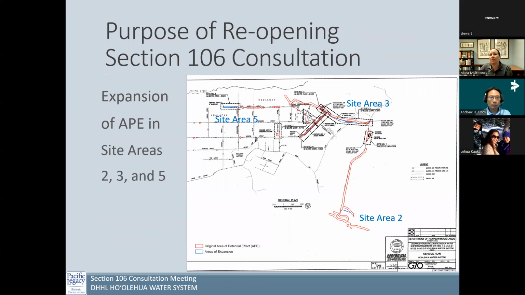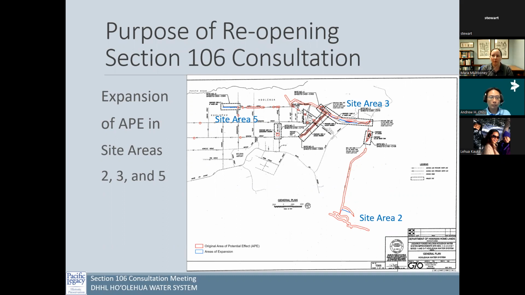Now, the reason that we are reopening the Section 106 consultation process is that following the completion of the environmental assessment in 2016 for this project and the acceptance of the AIS report and mitigation plans, which happened in 2020, additional engineering and design work was done. And as part of that additional work, some additional modifications and repairs to the water system were made in 3 areas. And those areas are shown here.